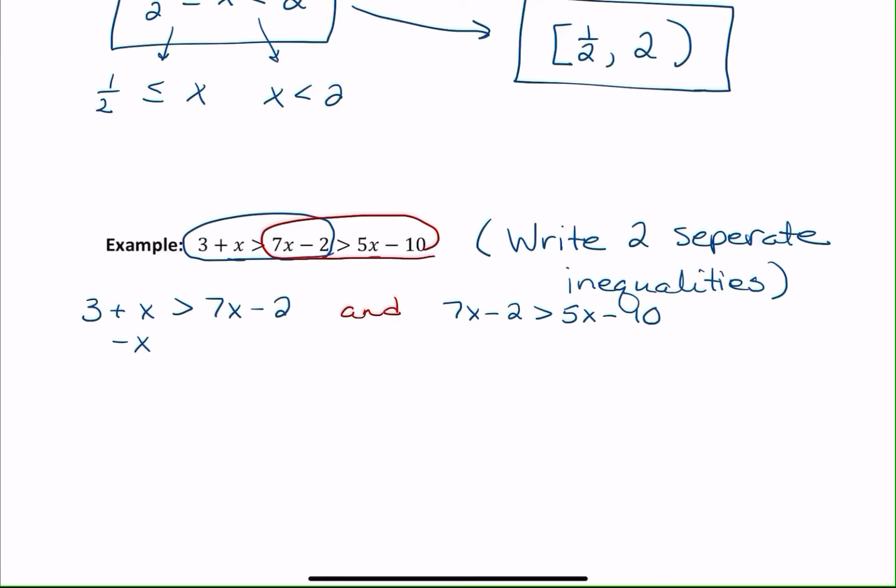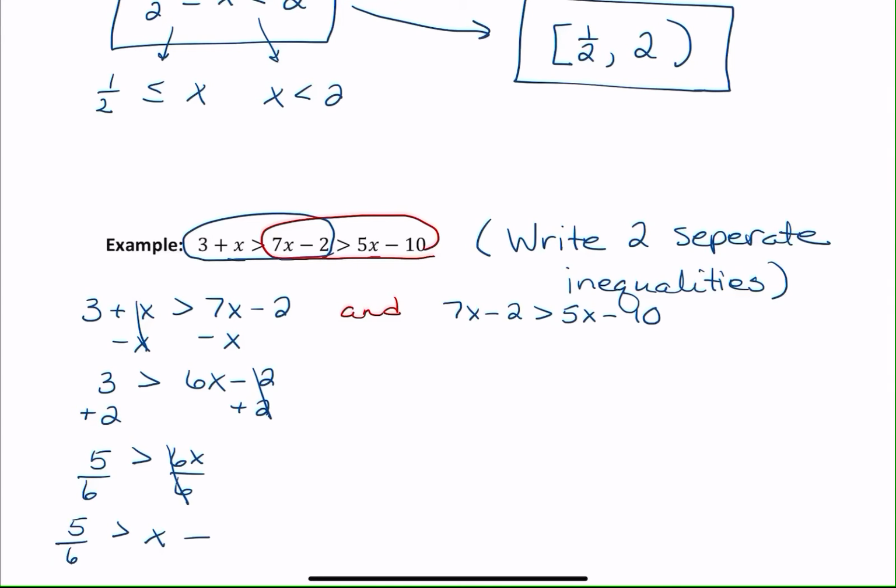But then after that, you just solve them like we have been. I'm going to move my smallest x. And then add 2 to both sides. So I've got 5 is greater than 6x, and divide by 6. So I end up with x less than 5/6. And you can flip that around.